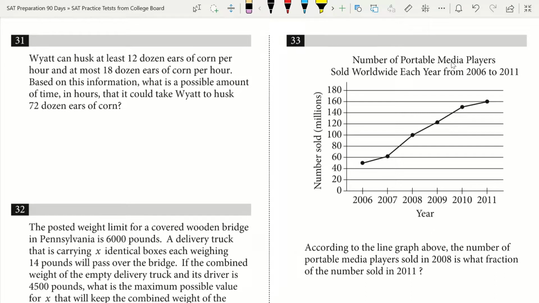Today is day 39 in our 90-day SAT Prep series. Today we're going to be spending about 20 to 25 minutes with the math section and then right around 20 to 25 minutes with the reading section. Okay, so for today with the math section, we're going to be going from SAT Practice Test 1. We'll be doing problems 31 through 38 of the Math with Calculator section.